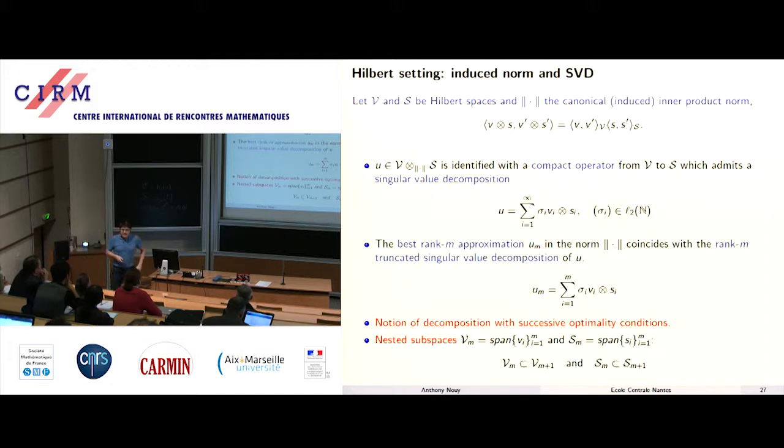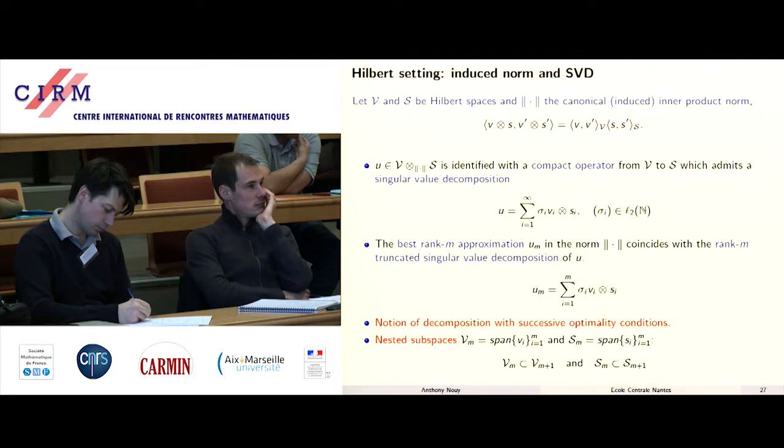There is a particular case where things are well understood: the case where you are in a Hilbert setting with a norm which is the induced canonical norm. In this situation, you know that your tensor can be identified with a compact operator from one space to the other, and you have the singular value decomposition. You know that your tensor can be written as an infinite sum like this of tensor products of orthogonal elements.